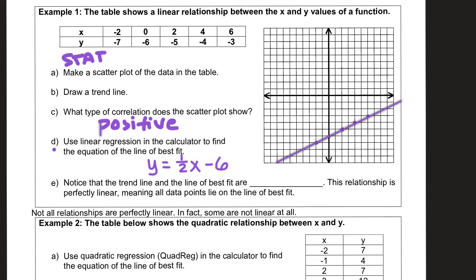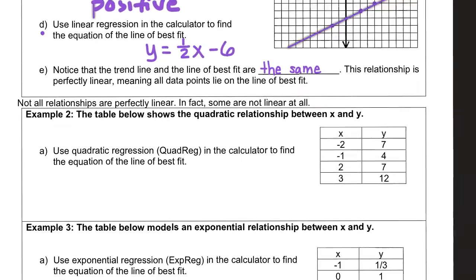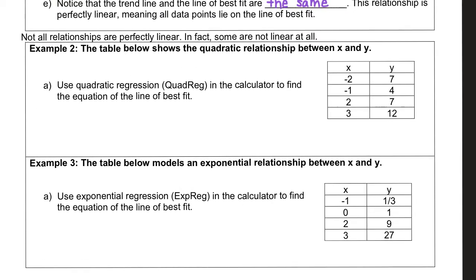Now in part E, notice that the trend line and the line of best fit are the same. The relationship is perfectly linear, meaning all the data points lie on the line of best fit. However, not all relationships are perfectly linear. In fact, some are not linear at all. Now let's look at a relationship that is not linear. The table below shows the quadratic relationship between x and y. If it's a quadratic, that implies that the x is going to be squared. Well, we can still use our stat function.